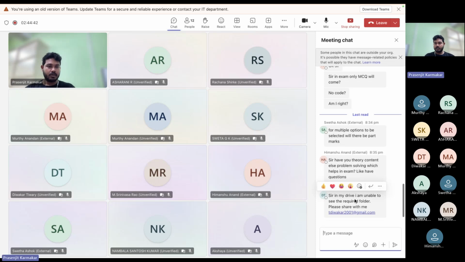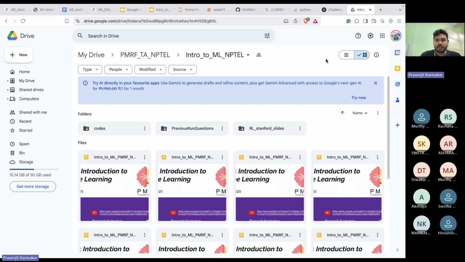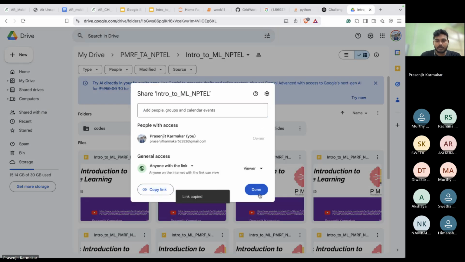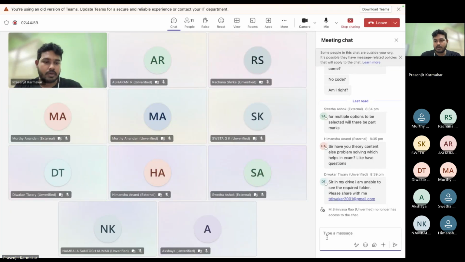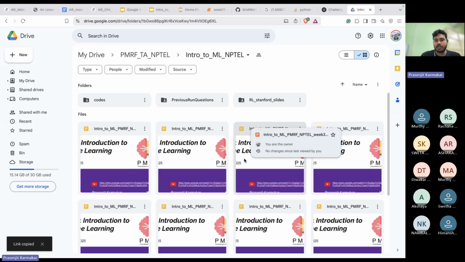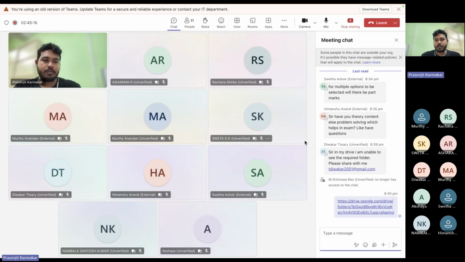In my drive, unable to see the required folder. Please share it with me. So I don't have to share it actually. Anyone with this link can view this drive, right? Here you have all the slides, all the codes, previous year questions, or any other slides that I'm using from, let's say, the Stanford slides, right? So they are all put there.